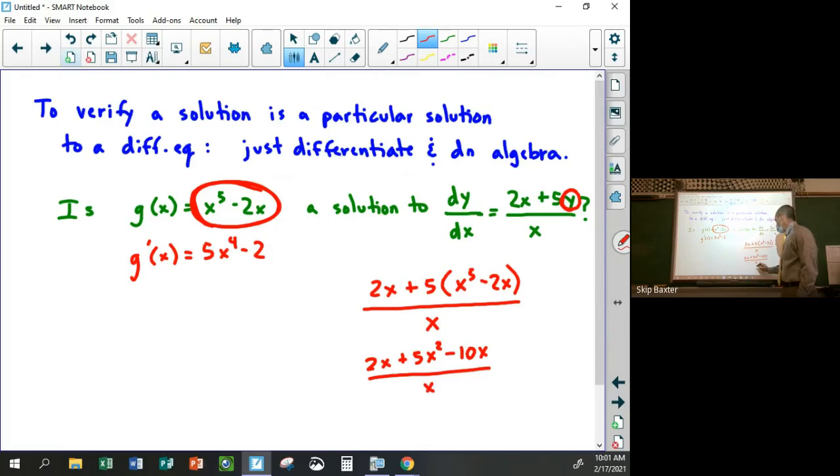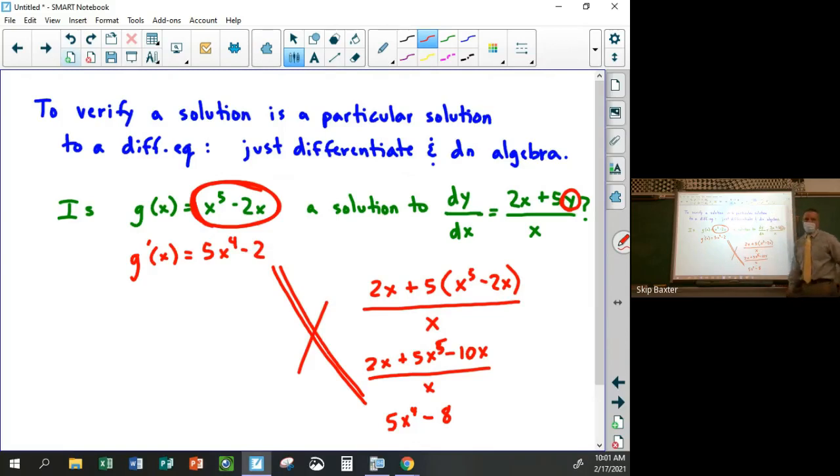If I simplify this, I get x to the fifth, I get 5x to the fourth. But then if I take 2x minus 10x, I get negative 8x, divided by x would be minus 8. So this is definitely not equal to that. So the answer is no, it doesn't work. That is not a particular solution to this differential equation, because its derivative is not equal to this.